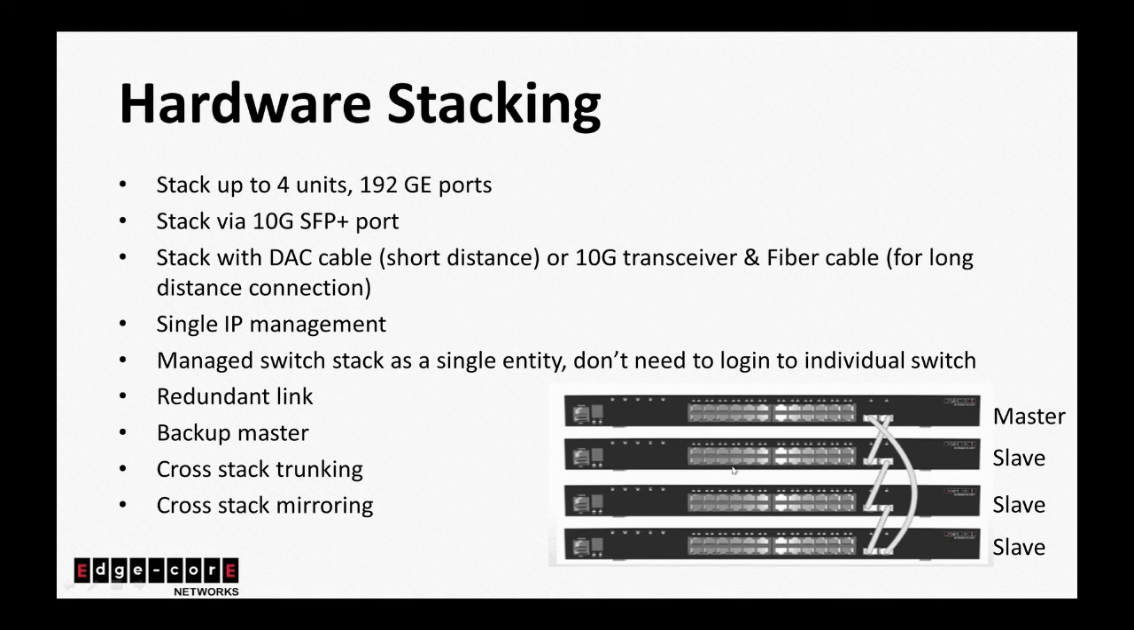And here we also have a very important function called cross-stack trunking. So you can have a trunk port located in different switches. So if one of the switches fails, you still can have uplink connectivity. And also we support cross-stack mirroring. So you can connect to a port in any of the switches, and then you can monitor other switches' traffic.